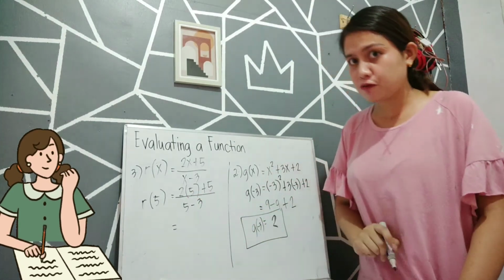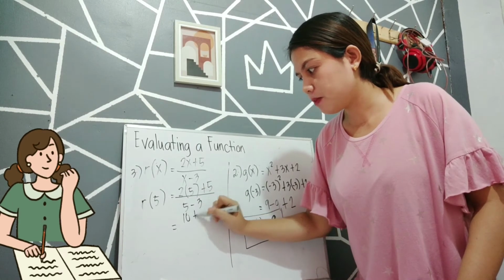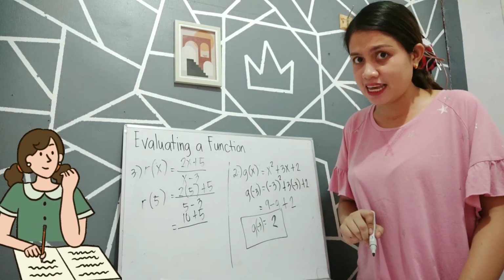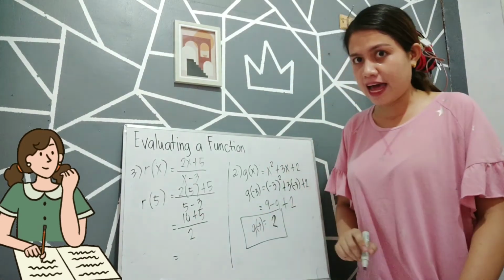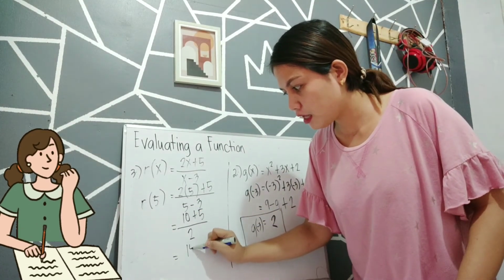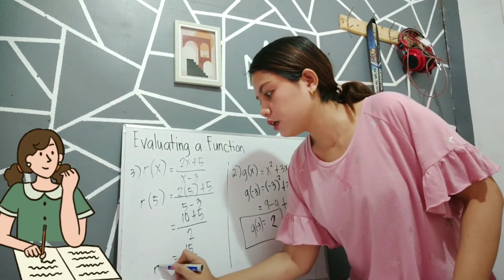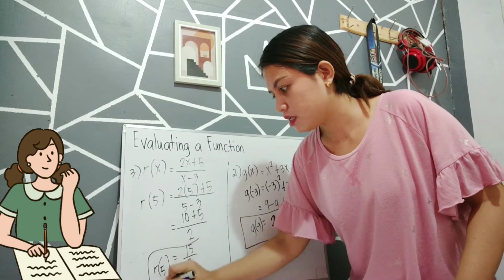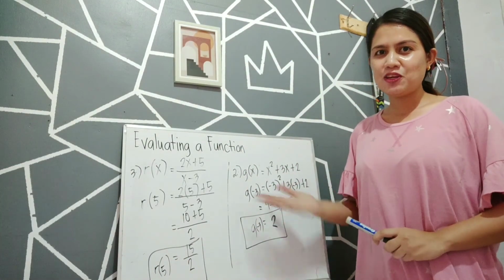What is 2 times 5? Yes, it's 10. You copy plus 5 over 5 minus 3 is, yes, 2. 10 plus 5 is equal to, this is 10 ha, 15 over 2. So r of 5 is equal to 15 over 2. Do you have any questions?